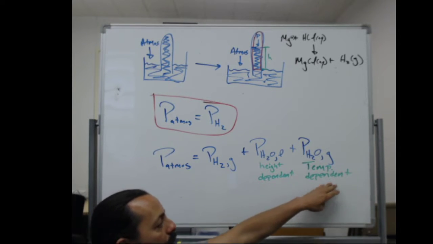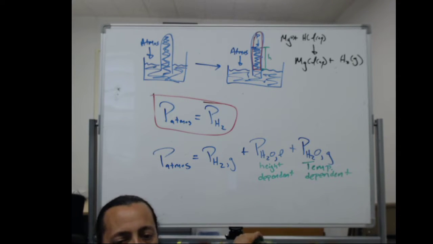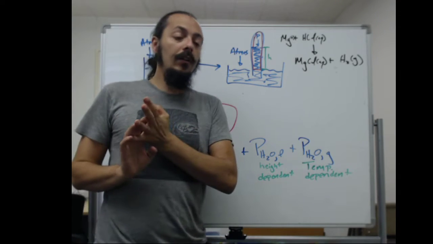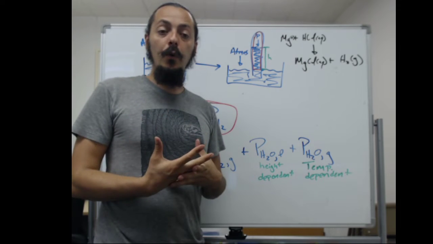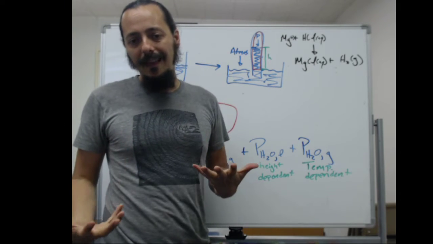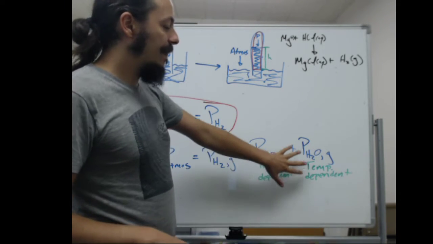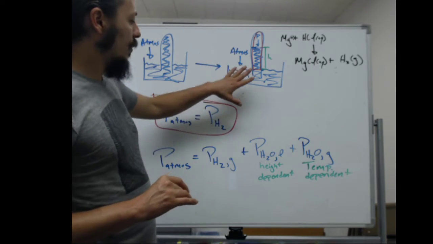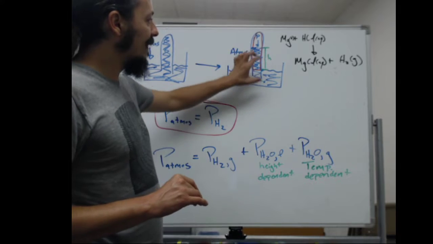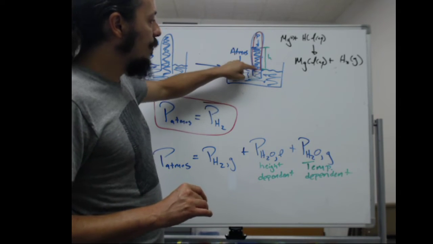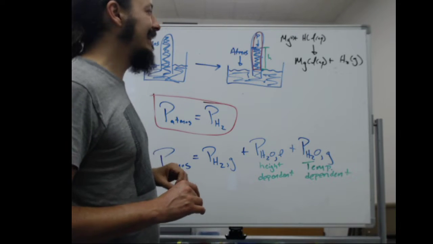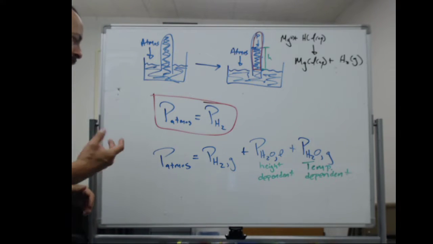So this pressure of H2O gas is really going to depend on the temperature of the water. Hotter temperatures, you get more water vapor. Lower temperatures, you get less water vapor. And there's an equation given on Canvas for how we do that. Also, this H2O liquid part, that's going to be height dependent. How high above the water level is the liquid inside of the eudiometer?